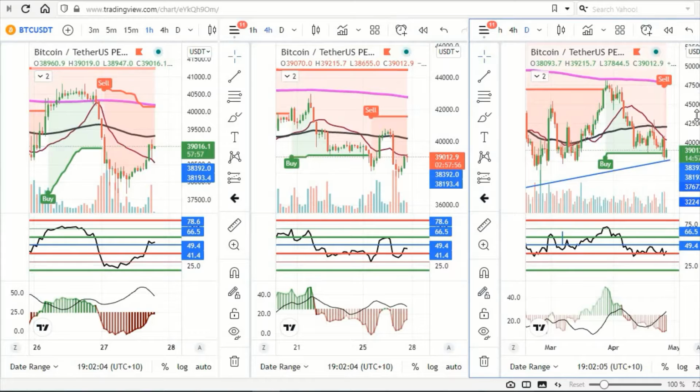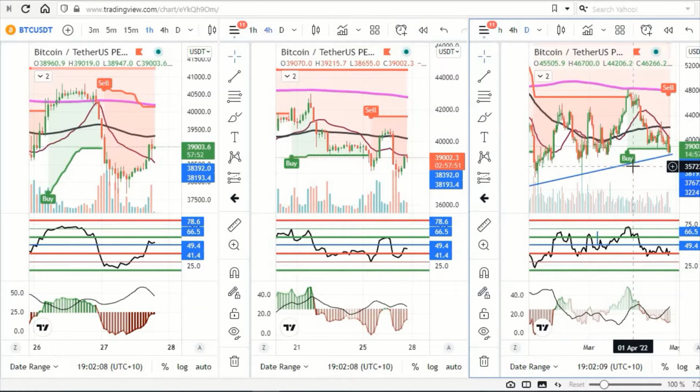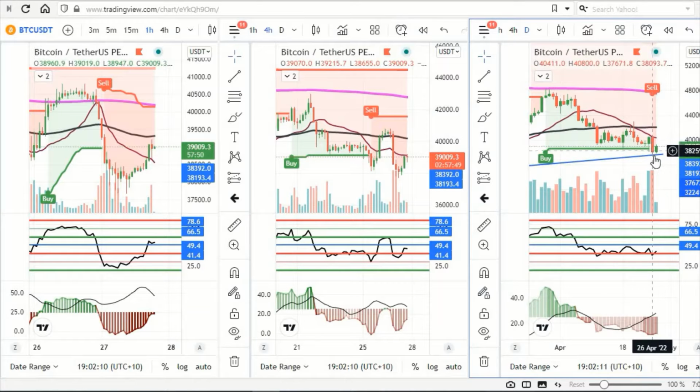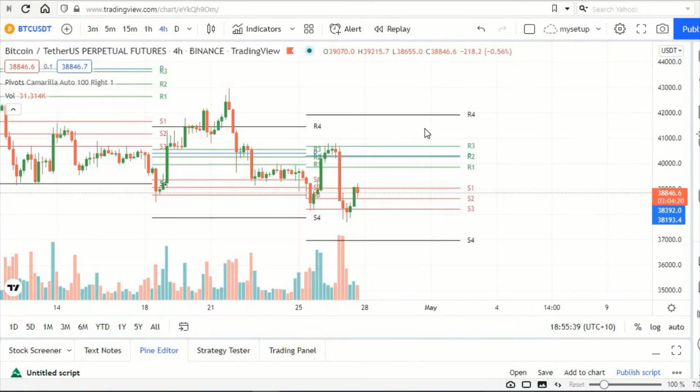But the good news is there is one trend line coming around here, which we plotted a long time back, and that trend line is getting respected. It took support from here, and now it's trading a little positive from this particular support zone. Let us review this in detail in the upcoming minutes.